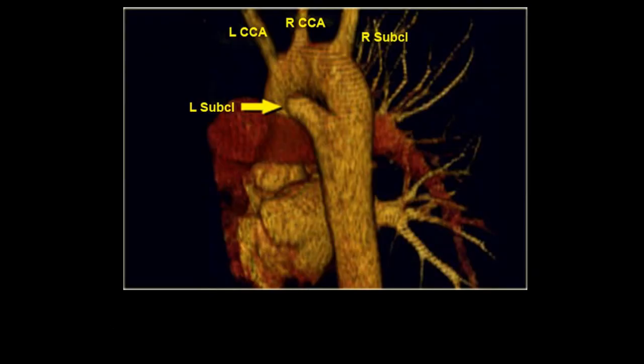This one. This is also right and this is left. This is posterior view. This is the left common carotid. This is the right common carotid, right subclavian, and this is the left subclavian. So this is the right aortic arch, right-sided aortic arch with aberrant left subclavian artery.